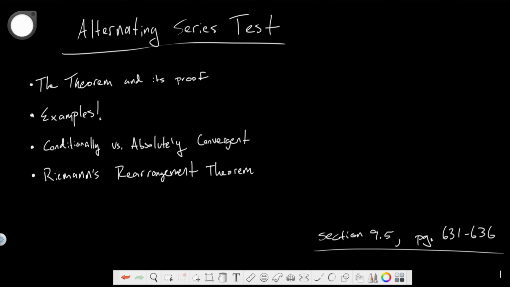All of this content can be found in the textbook, section 9.5, page 631 to 636. But with that said, let's go ahead and do some math.